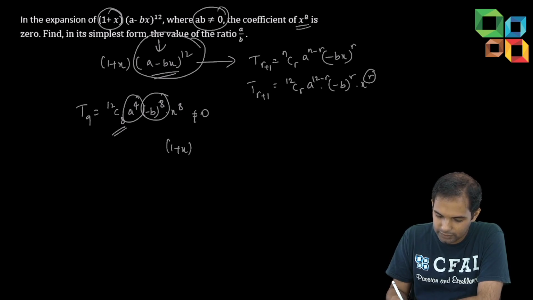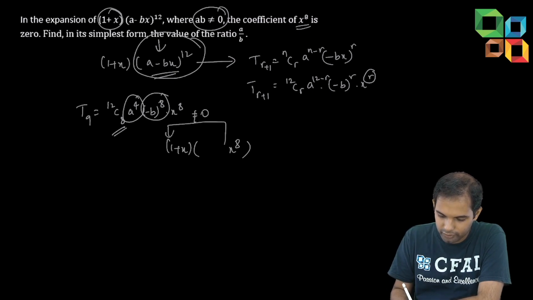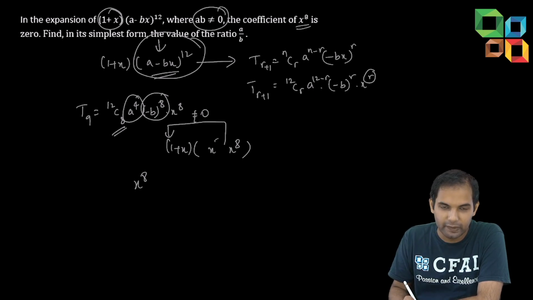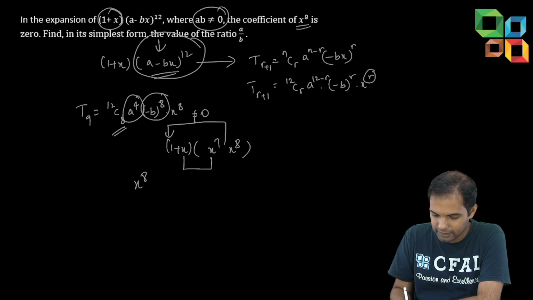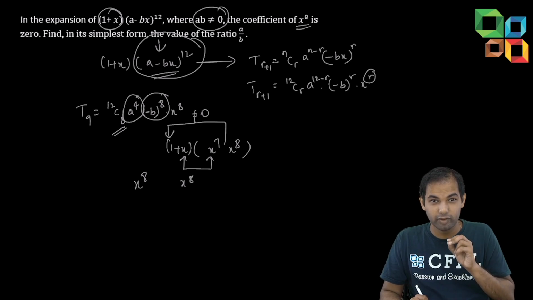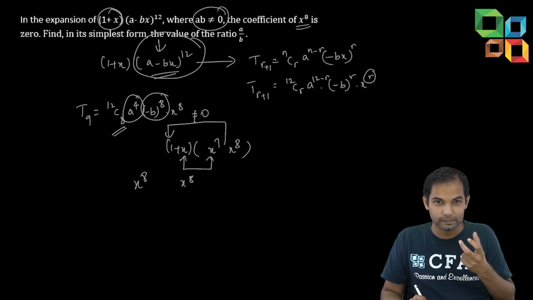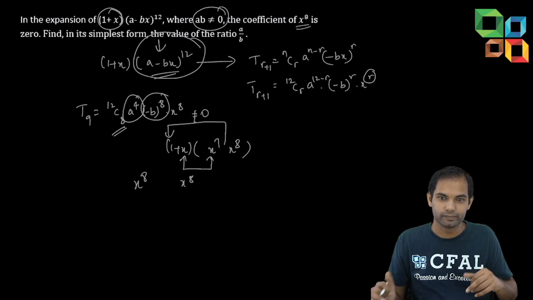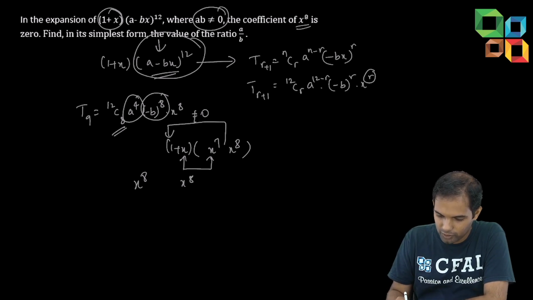Now, look at it. If there is some term here, x power 8, this into 1 will give you the same term x power 8. But there's another term here, x power 7. When x multiplies with this, it will also give you x power 8. So you'll have actually two terms which give you x power 8. You have to add them. That sum is equal to 0. Clear?